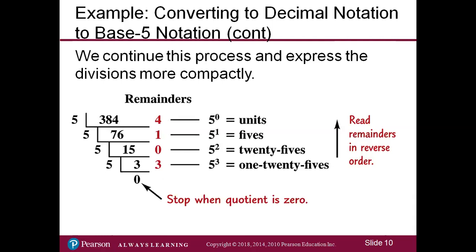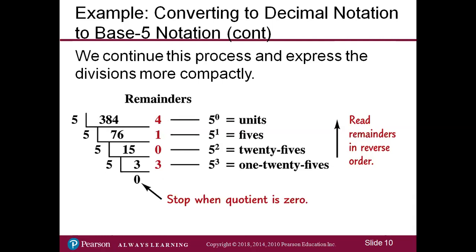So divide 384 by 5, you have remainder 4. That goes in the units location. Then you divide into the quotient, which is 76. Divide 76 by 5, you get 15 with a remainder of 1. The 1 goes into the next position, which is the 5's position. So units, 5's, 5 squared, 5 cubed, working from right to left. Now we go into the quotient, 15. We divide 15 by 5 and get a quotient of 3, remainder 0. So a 0 goes into the 5 squared location.